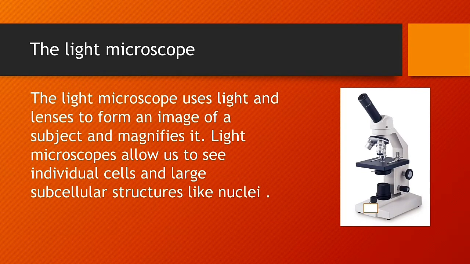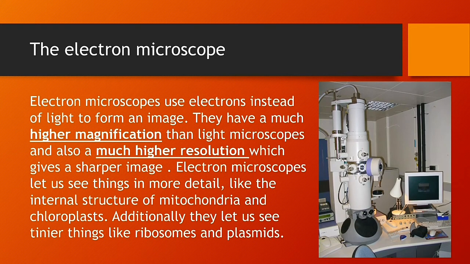The light microscope uses light and lenses to form an image of a subject and magnifies it. Light microscopes allow us to see individual cells and large subcellular structures like nuclei. On the other hand, electron microscopes use electrons instead of light to form an image. They have a much higher magnification than light microscopes and also a much higher resolution, which gives a sharper image.